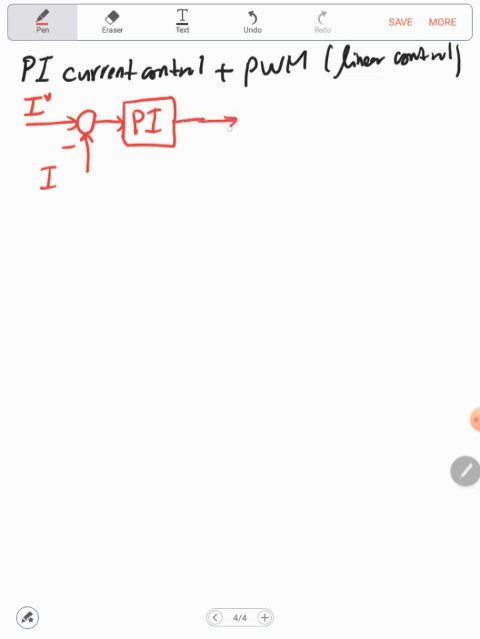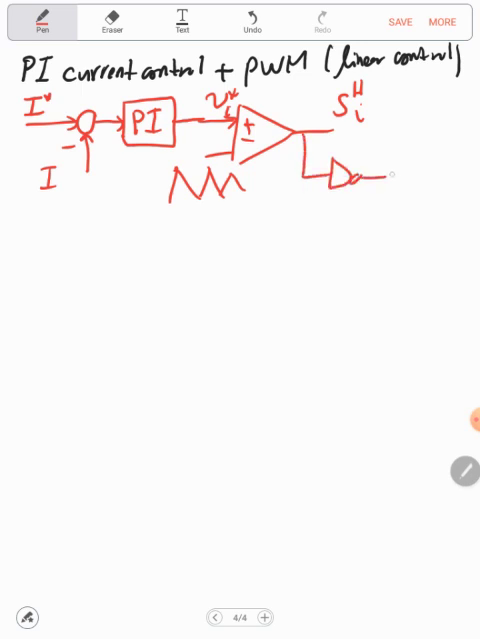And now this will be the V star that we can compare with a carrier, and this will generate the gate pulse for the upper switch, and the complement for that will be the switch for the lower switch. This is in general the idea behind the PI current control.